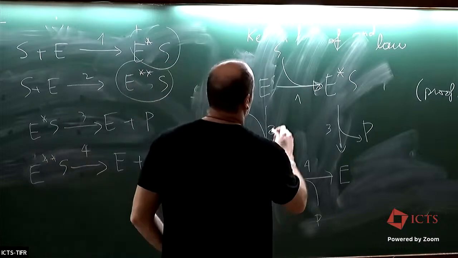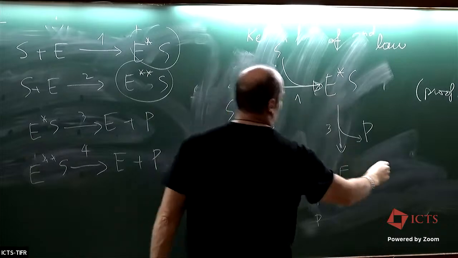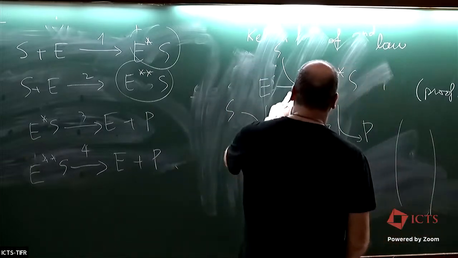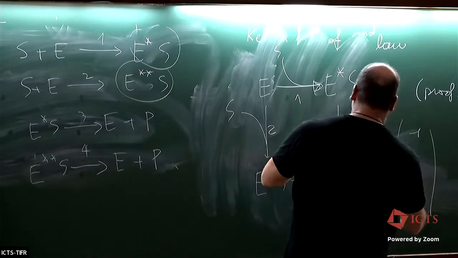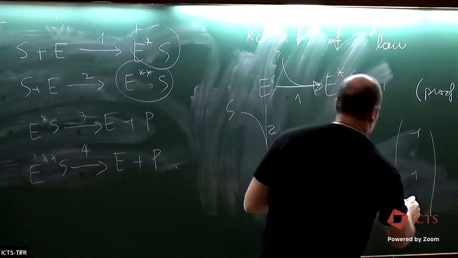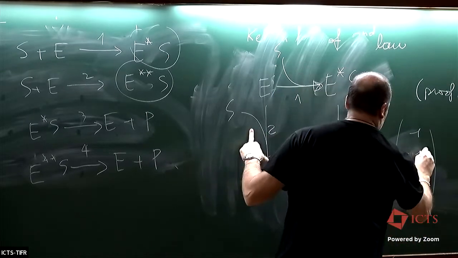Okay, so if we go, a cycle would be +1. So for the first reaction, +1. The third one, a 1. The fourth one, a -1. And this one, a -1.